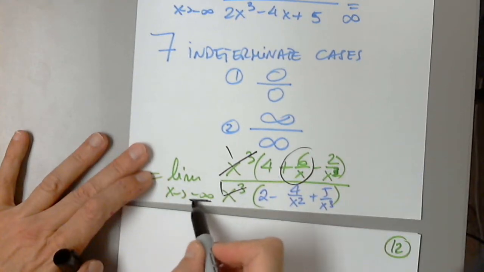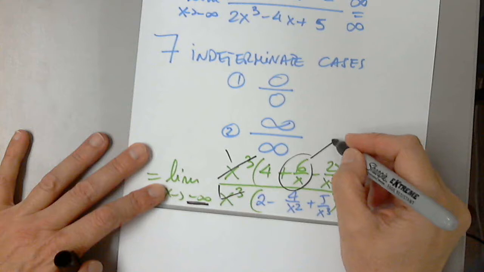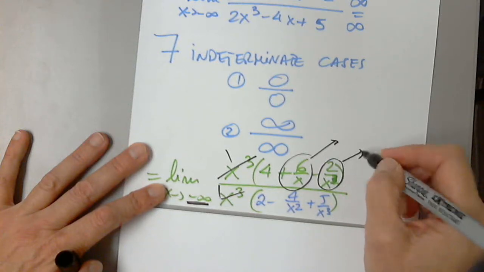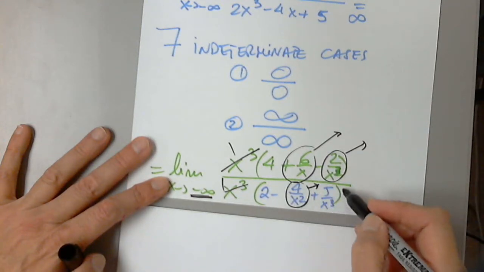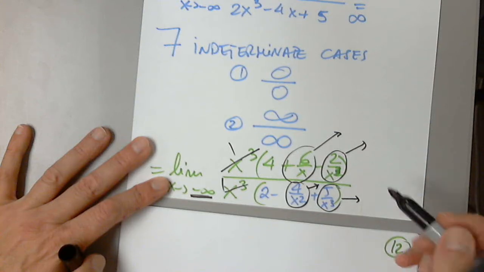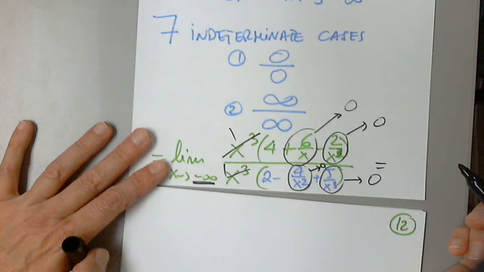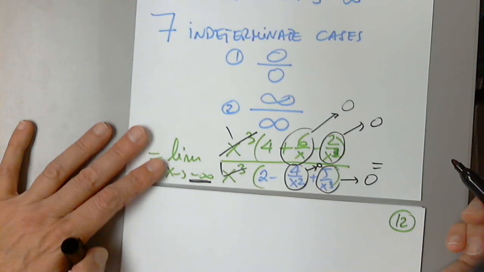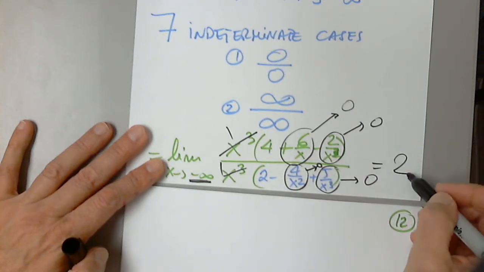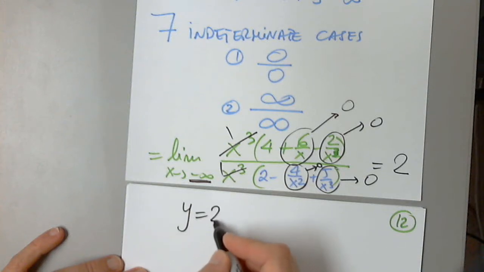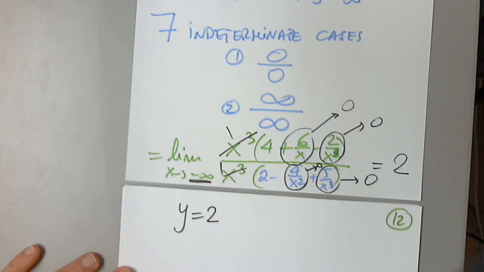Only when x approaches infinity or negative infinity, where does this go? Where does this go? Where does this go? And where does this go? 0. All of them. And therefore, what is the final answer? 4 over 2, which is 2 indeed. Therefore, y equals 2 is what? Horizontal asymptote. Excellent.